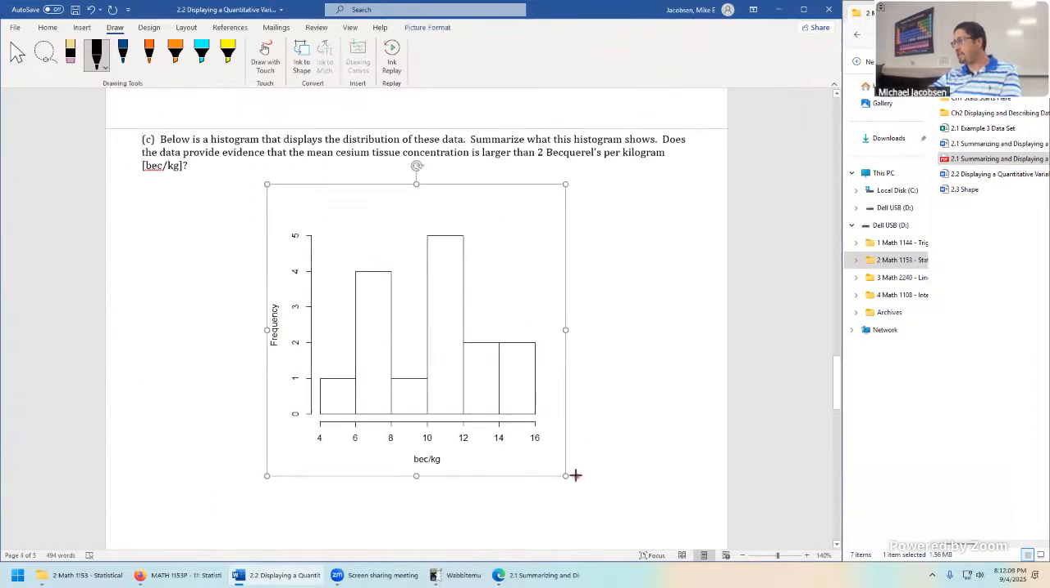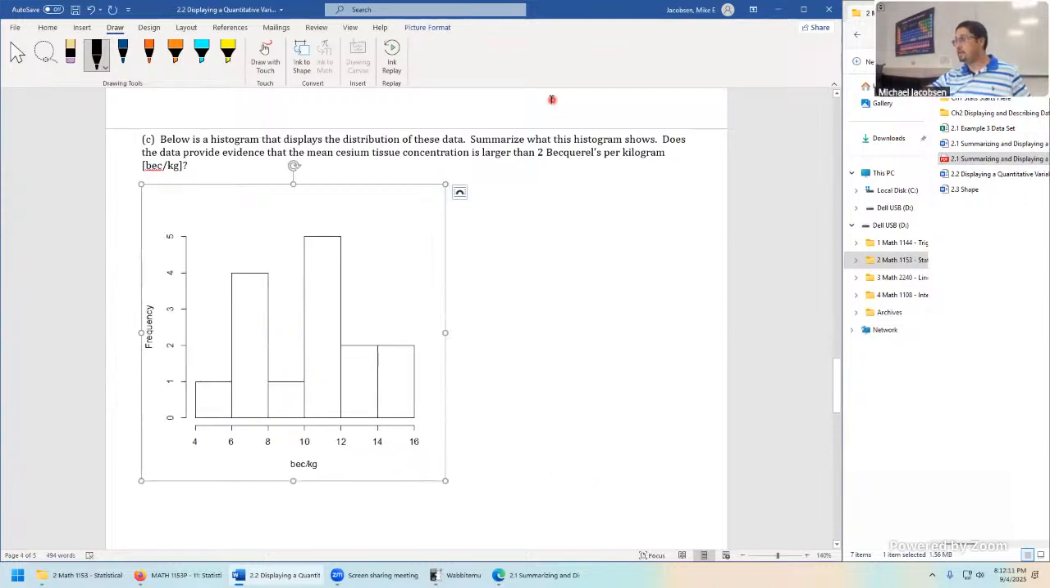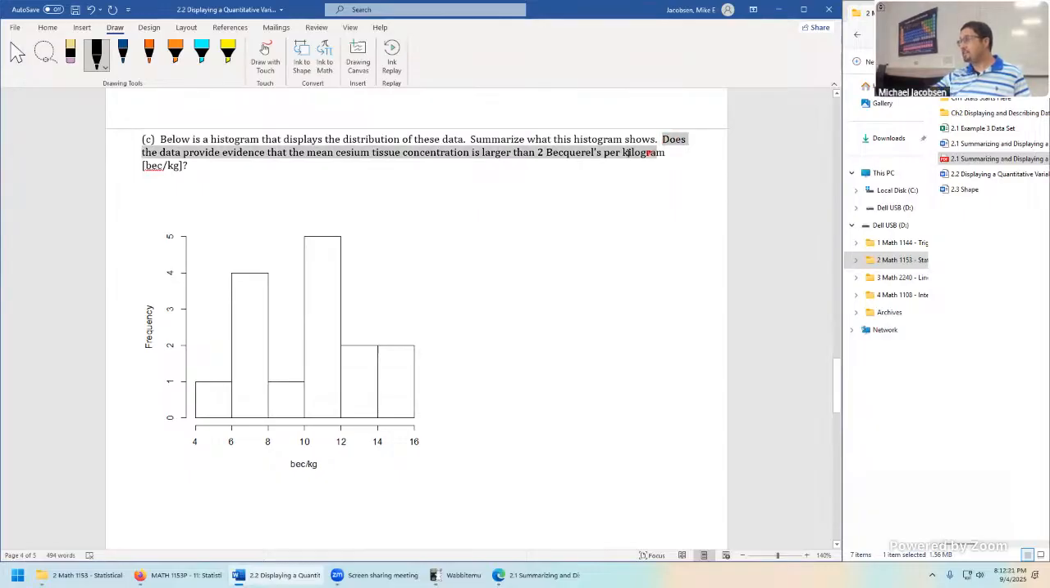So here's the histogram of the data. All we want to do is summarize what the histogram shows. So we're just making some comments. A little bit more directed comments this time. It asks, does the data provide evidence that the mean cesium tissue concentration is larger than 2 becquerels per kilogram? So we're just summarizing, saying anything that you can see here that looks interesting, and answering the overall question.